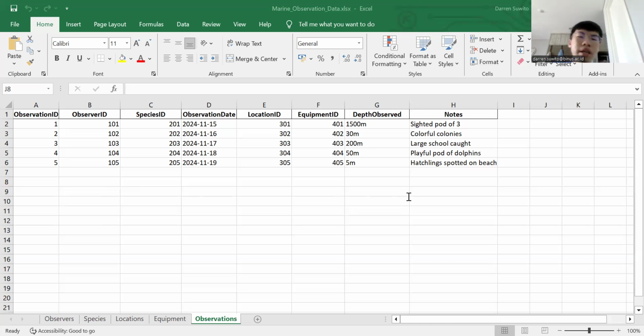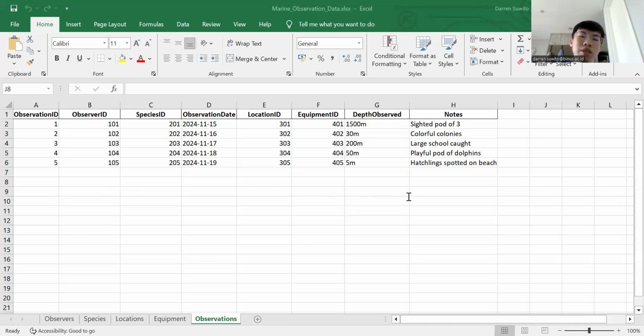So for the sample data entries, for observers, I have John Doe and John Smith as the data sample. For species, I choose blue whale or mammal and coral reef invertebrate as the sample data. For locations, I use, for example, Pacific Ocean, Great Barrier. For equipment, I choose sample data like hydrophone, submarine camera. And lastly, for observation, I choose sightings, depth observed, and notes.